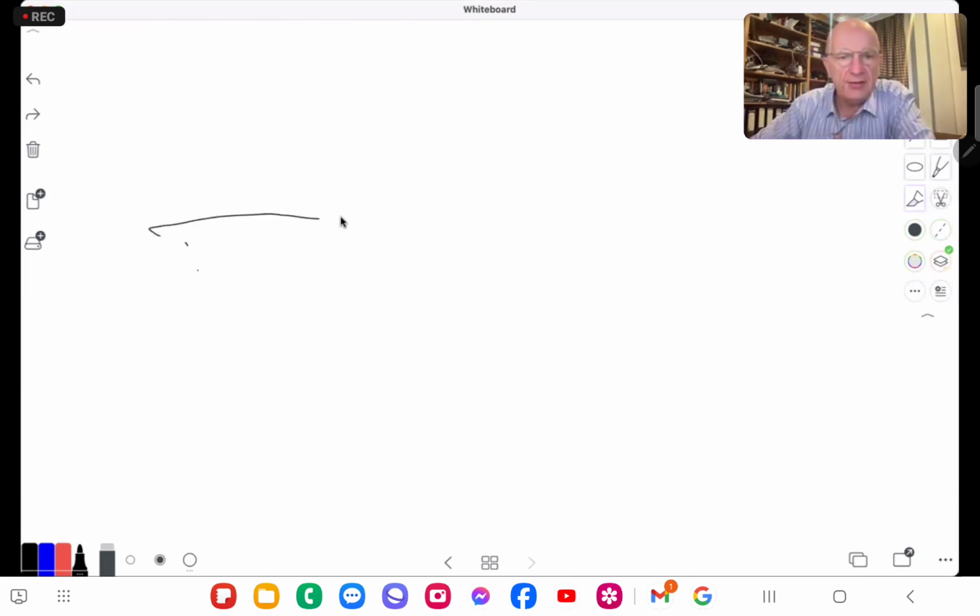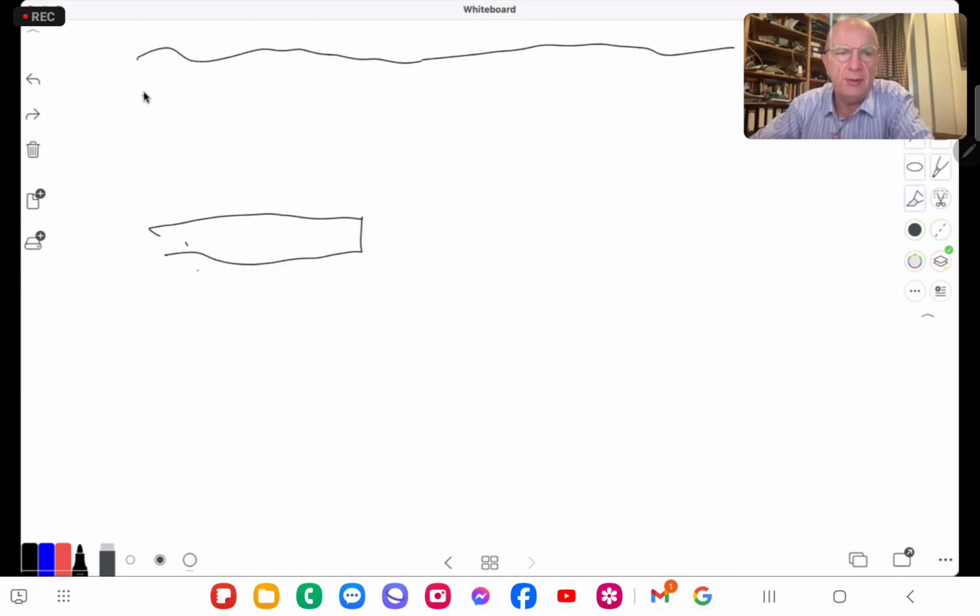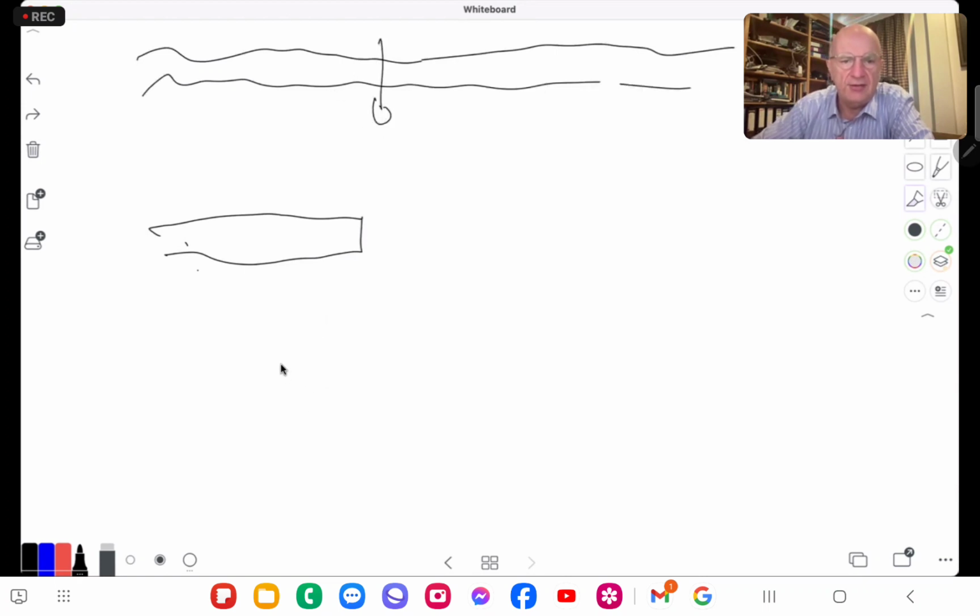So here is the harbour wall. Here is out to sea with the waves coming in. Here is a boat in the harbour. You can tell one of my strengths in life is drawing, can't you?